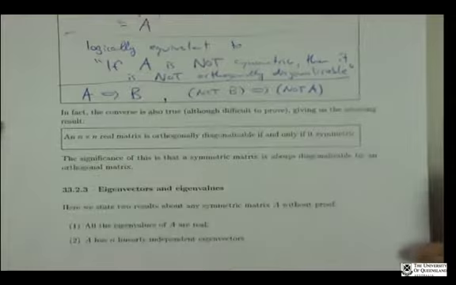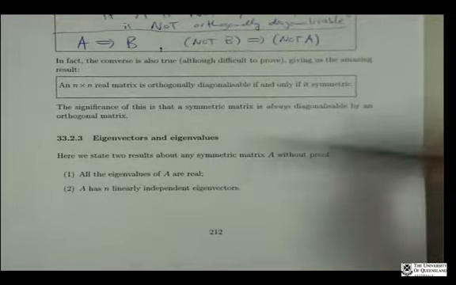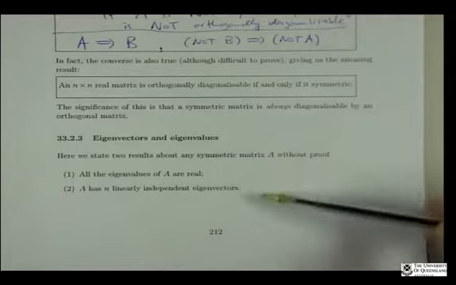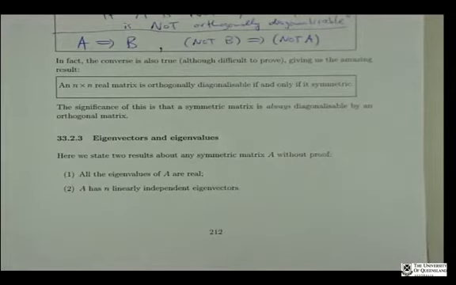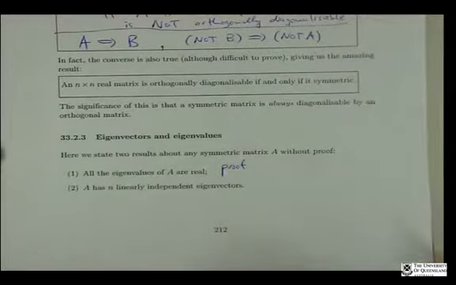So, the proof is a little bit complicated. In fact, it's summarized down here at the bottom of page 212, especially in part 2, statement number 2, relating to the eigenvectors and eigenvalues of a real symmetric matrix A. There are two results. One is that all the eigenvalues of A are real numbers. We're not going to prove this now, but we're going to prove this in tomorrow's lecture.